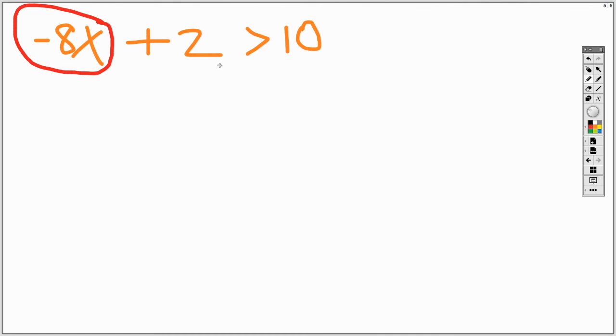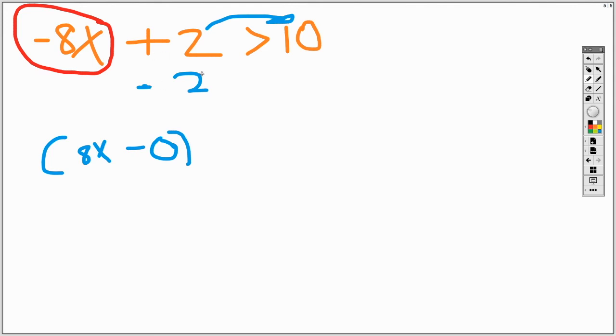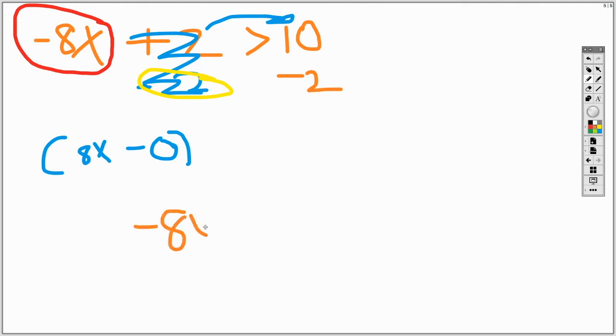For now, we're just going to solve it like regular, and we're going to move the 2 over here. We want 8x plus 0, or you can also do it minus 0. I'll do minus 0 this time. What number can we add or subtract to make it 0? It would be minus 2, so that goes away. Whatever you do on one side, you've got to do on the other side. So we do minus 2 here, then minus 2 here as well. And then we get negative 8x greater than 8.